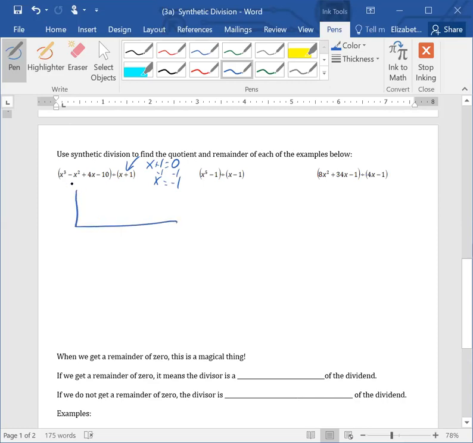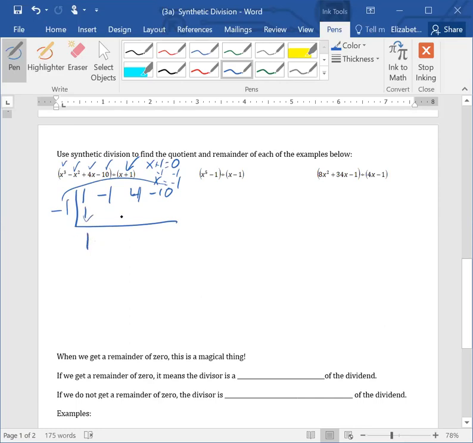Draw our box. So let's look at the coefficients. So x cubed has got a positive 1 in front of it. x squared has got a negative 1 in front of it. x has got a positive 4. And then I have a negative 10. So those are all drawn in. Put in my outside number. Bring down the first one.